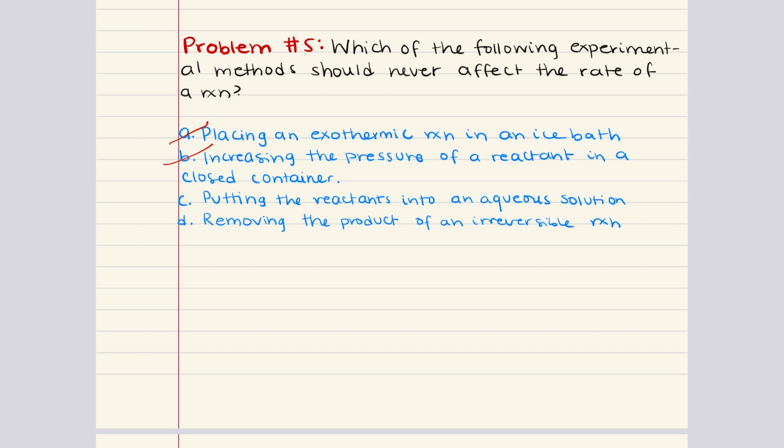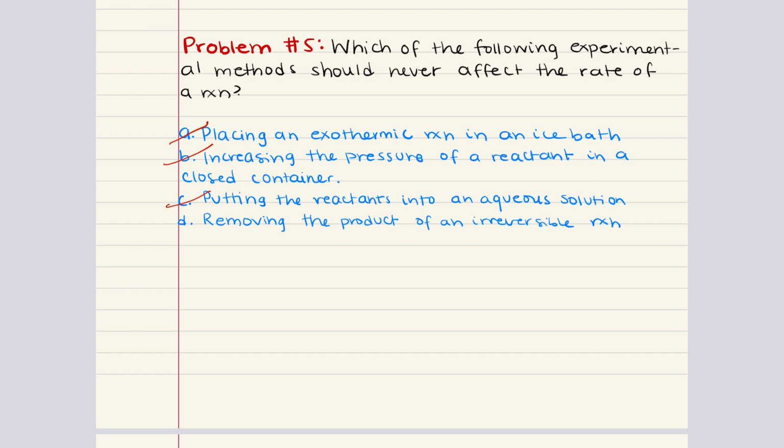C says putting the reactant into an aqueous solution. This refers to changing the medium of a reaction. This is really interesting. Medium also affects the rate of the reaction. The solvent or medium in which the reaction is placed may alter the rate of the reaction, and so this is something that we have to keep in mind. Here, we're adding the reactants into an aqueous solution. The solvent can influence the reaction mechanism. It might affect the solubility. It might even affect the frequency of effective collisions between reactants. And so there is the potential for that to affect the rate of the reaction. C is not the answer we're looking for.